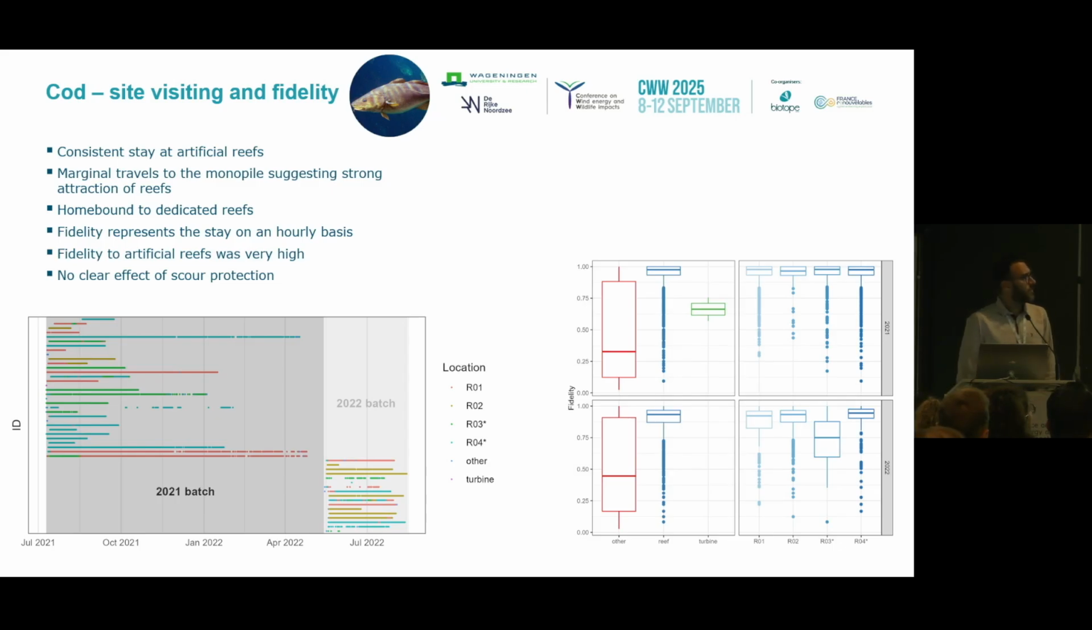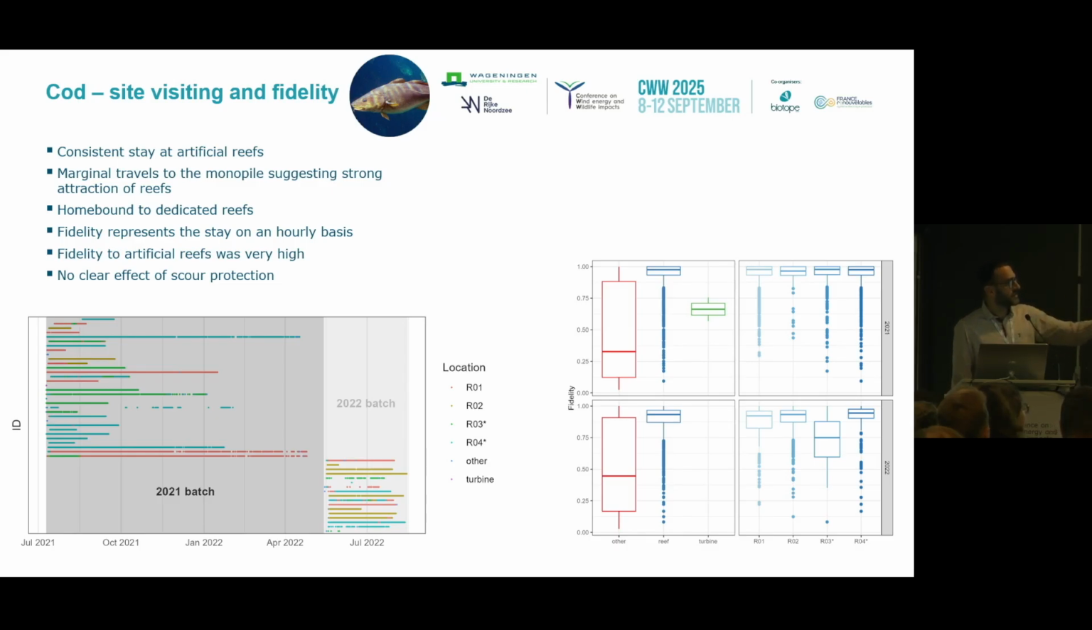And so this graph is further on the fidelity. On the left-hand side, you have the comparison of fidelity between where the fish were grouped, for example at acoustic receivers. In the middle, you have the reef, and at the right, you have the turbine. But keep in mind that at the turbine, there was very low visiting. And you can see that the fidelity is really high, so it's almost equal to 1.